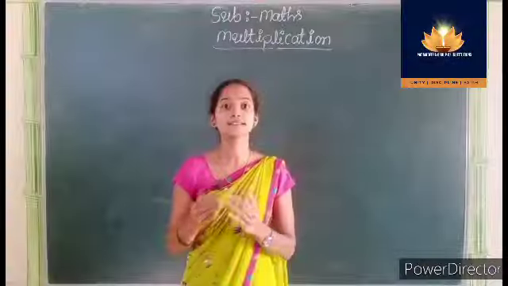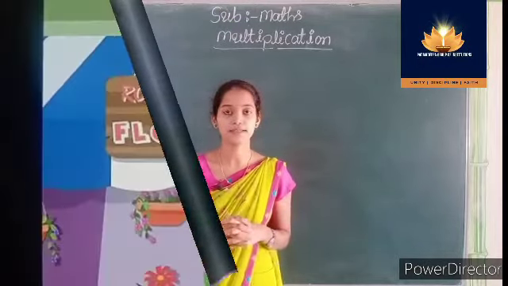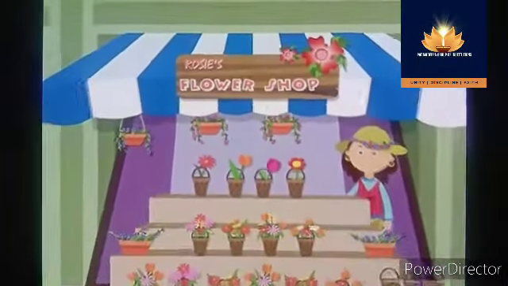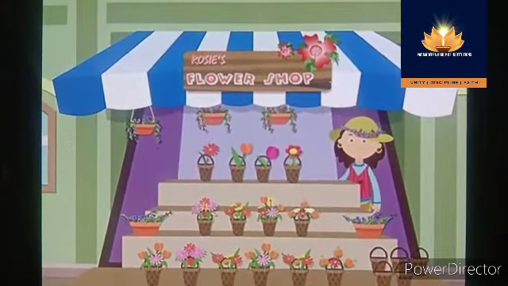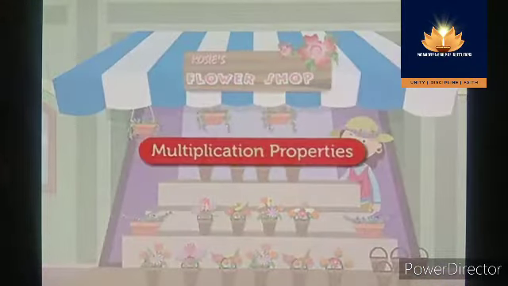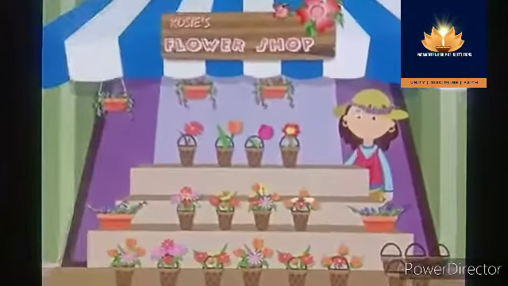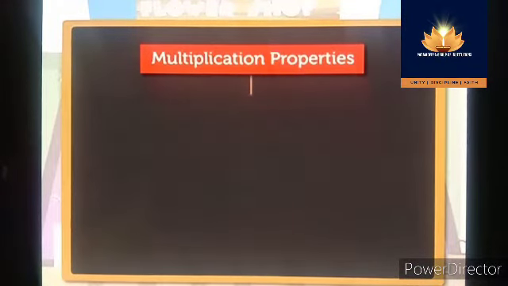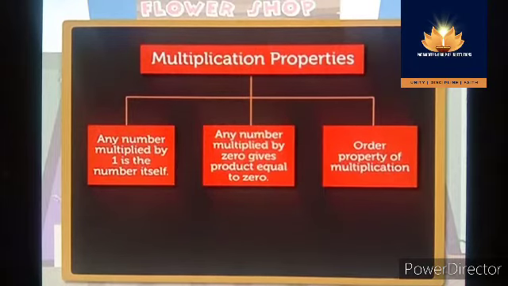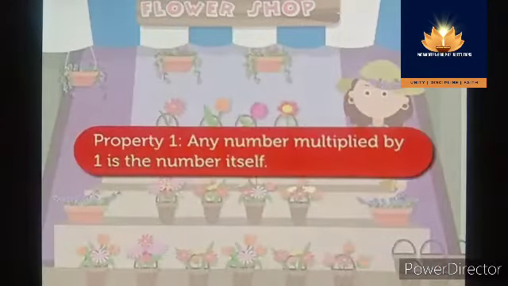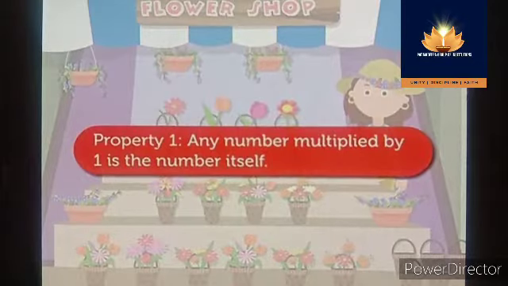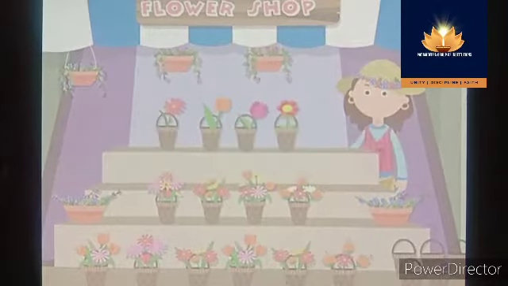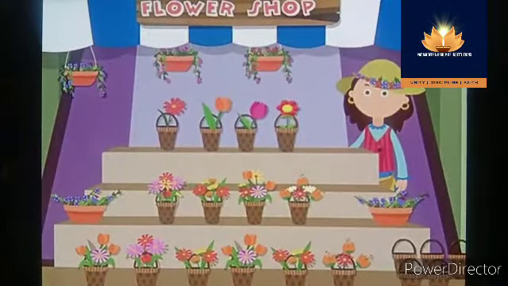So students, let us discuss multiplication properties. Wow, Rose's flower shop has so many beautiful flowers. I have an idea, so let us learn multiplication properties at Rose's flower shop. There are 3 multiplication properties. Let us discuss one by one. The first property is any number multiplied by 1 is the number itself. Let us see an example in Rose's shop and check this property.